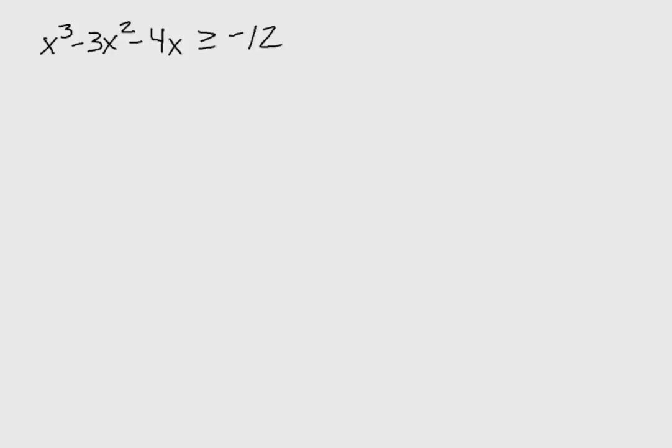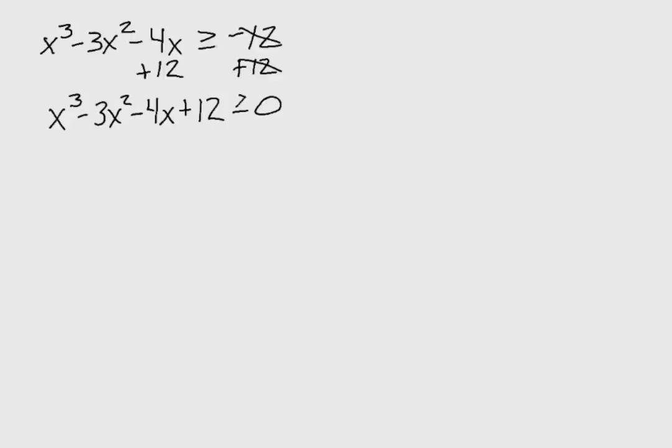If I want to evaluate the inequality x cubed minus 3x squared minus 4x is greater than or equal to negative 12, I begin by moving everything to one side. So I will add 12 to both sides. And I get x cubed minus 3x squared minus 4x plus 12 is greater than or equal to 0.